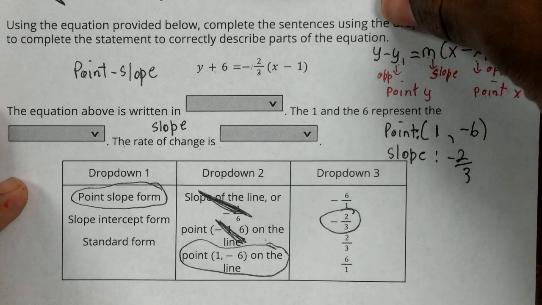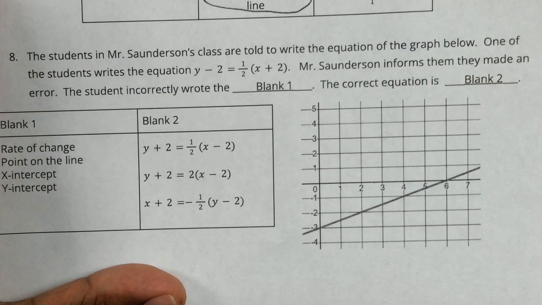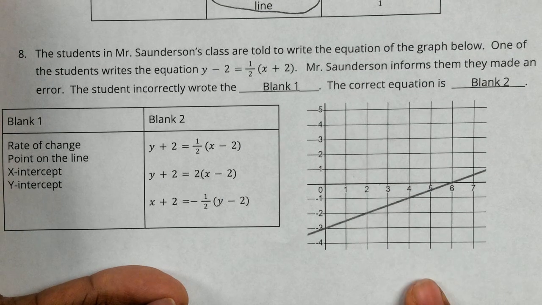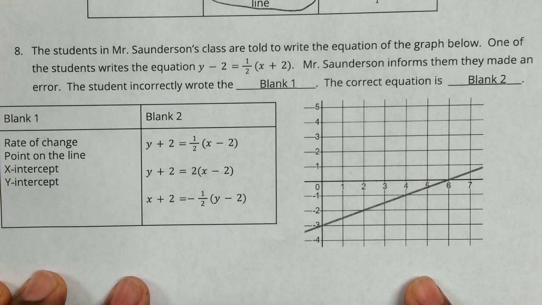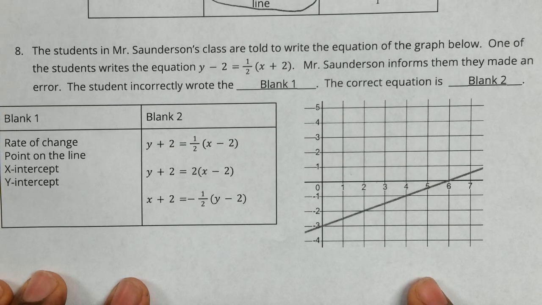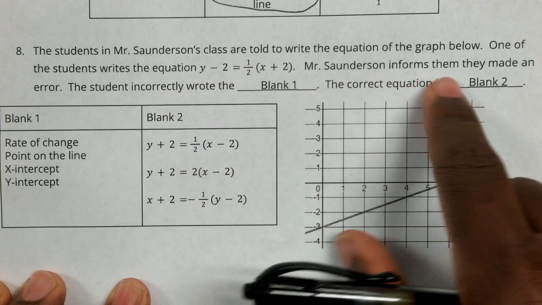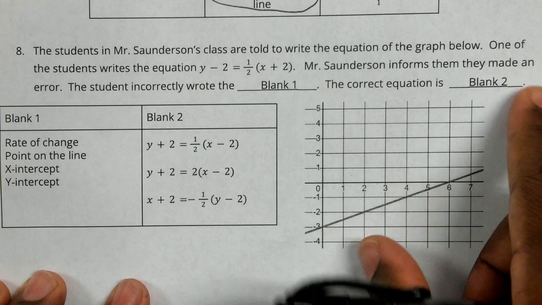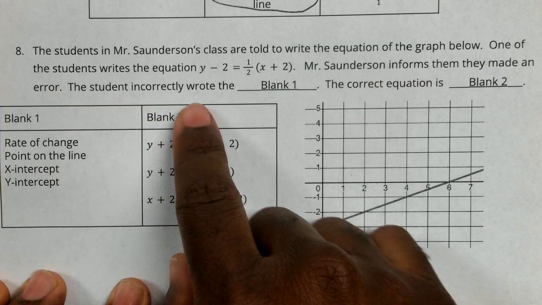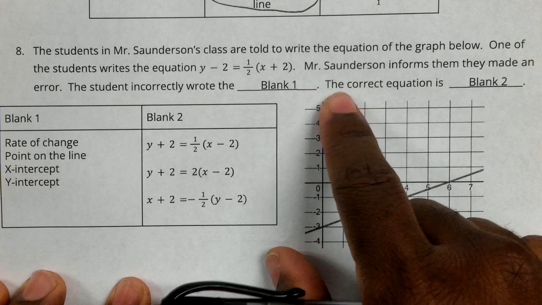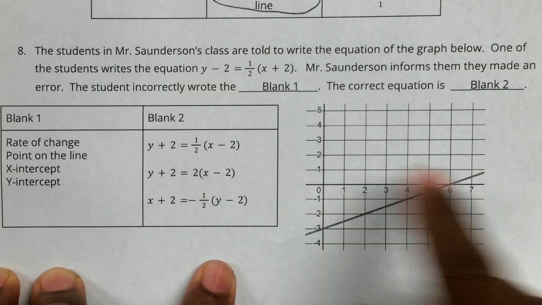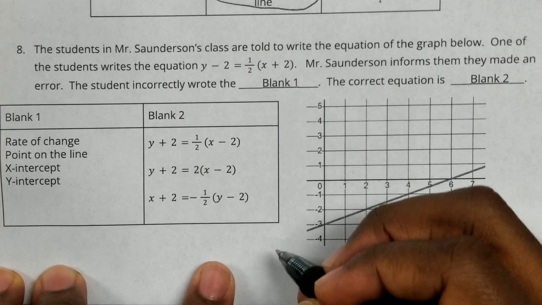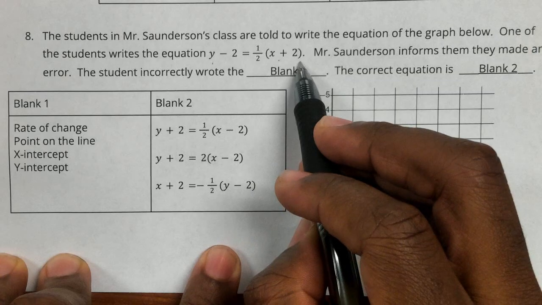All right? So now the final question. The final question says the students in Mr. Saunders' class are told to write the equation of the graph below. One of the students writes this equation. Mr. Saunders informs them they made an error. The student incorrectly wrote what? The correct equation should be what? So let's look at this graph, guys. Look at our equation. So the equation we have is this right here.